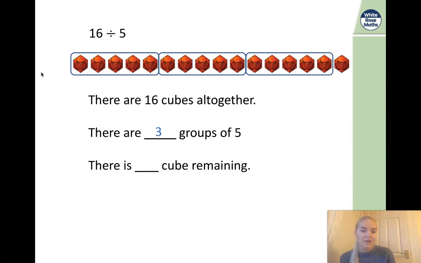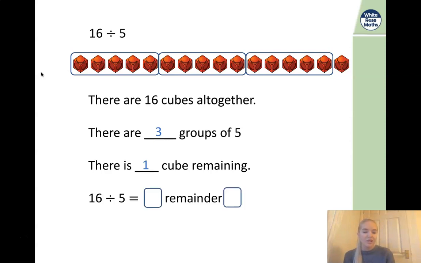So how many cubes are remaining, Year 4? 1 cube remaining. That means 1 cube that's been left over that can't be used in our groups. Fantastic. There's 1 cube remaining. So we call this a remainder. If there are any numbers that are left over when you have divided and they cannot be used in any more groups, we call them remainders.